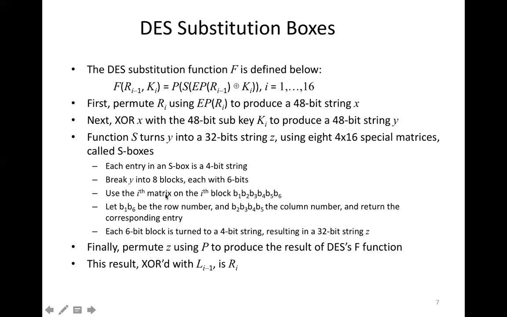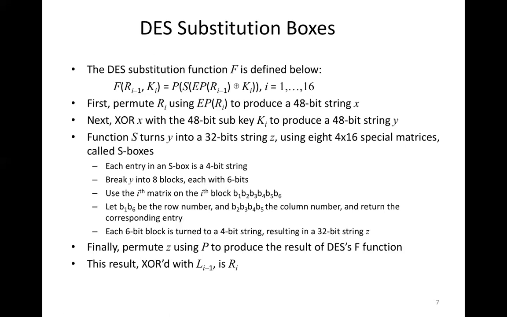Then the entry in this S box is a 4-bit string. So now you have 8 blocks. For each of the 8 blocks, the input has 6 bits, but after applying an S box, you get a 4-bit string.